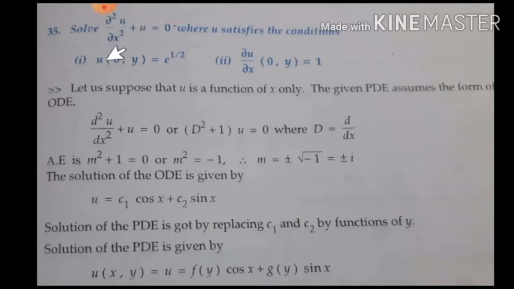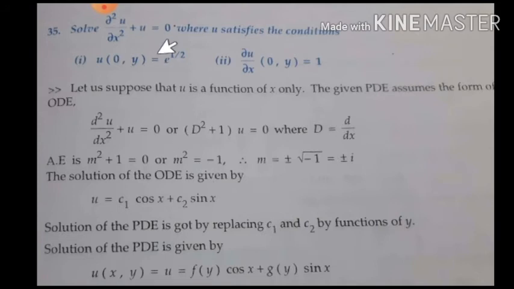In place of ∂, we write d. It is a second order homogeneous ordinary differential equation. Write the equation using the differential operator, then write the auxiliary equation. We obtained the solution as complex, plus or minus i. So the complementary function is u = c1 cos x + c2 sin x. Here the answer is written in terms of the independent variable x.